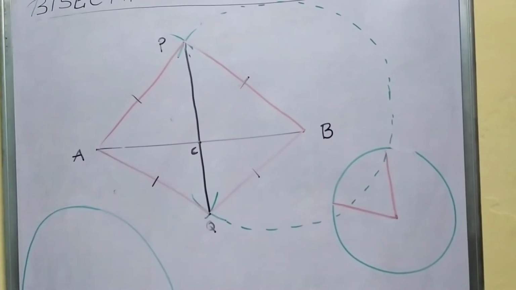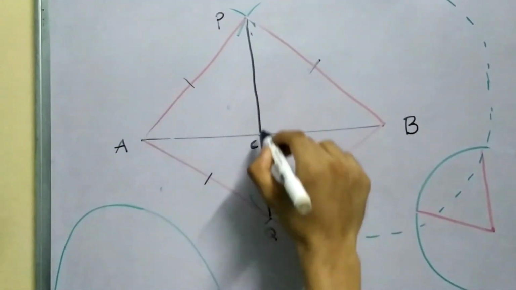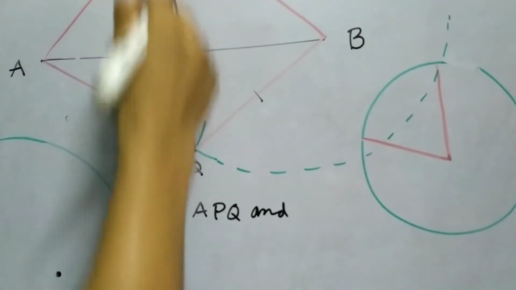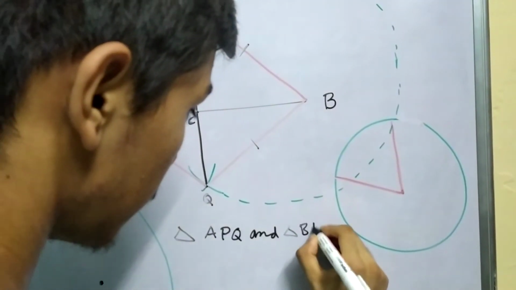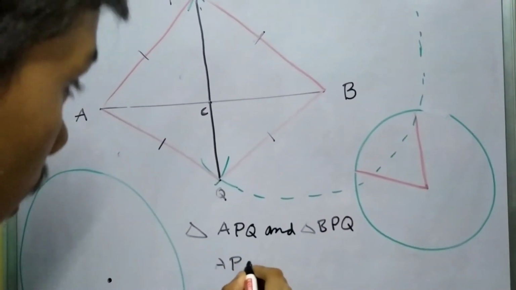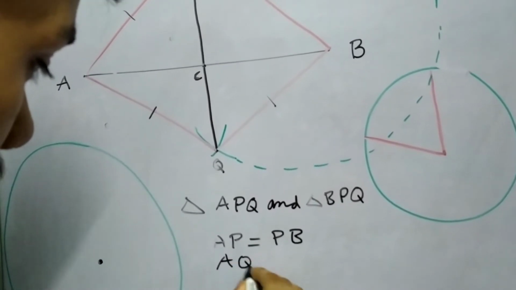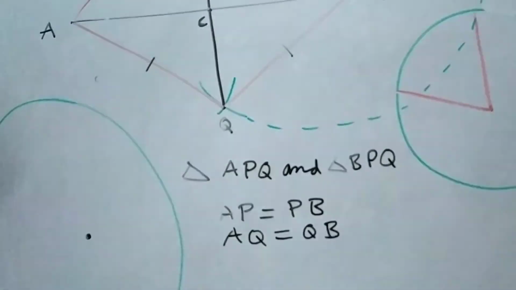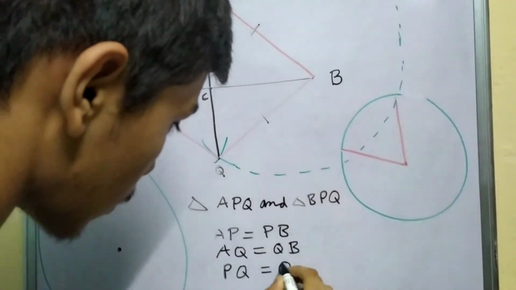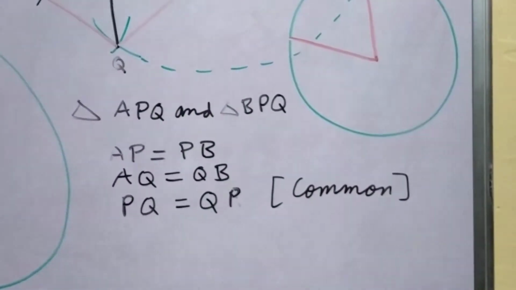And now we can apply congruency. So in these two triangles, in triangle APQ and this one, BPQ: AP is the same as PB, AQ is the same as QB, and this PQ is common to both of them. So PQ equals QP, because it is common to both of these triangles.